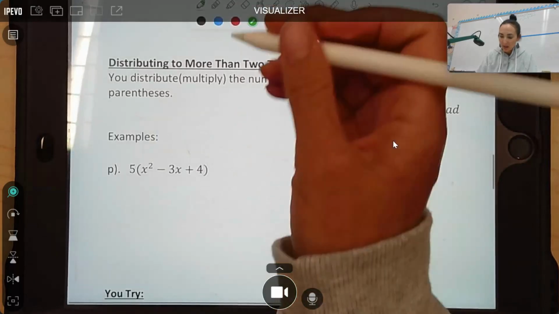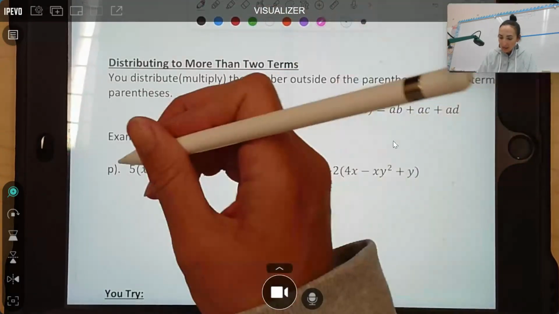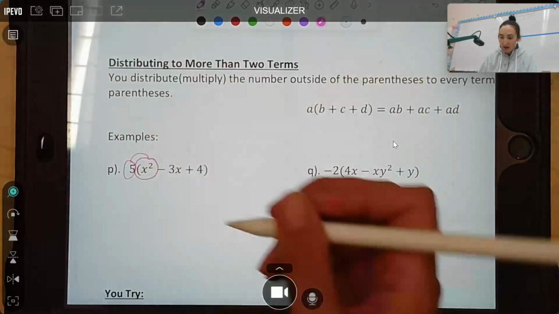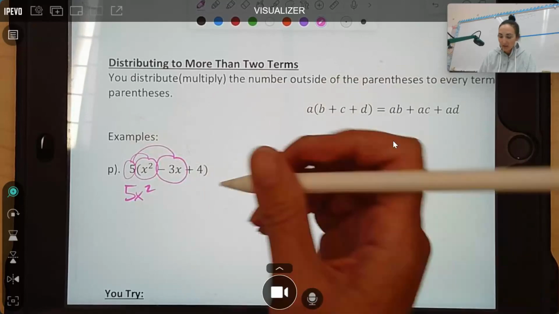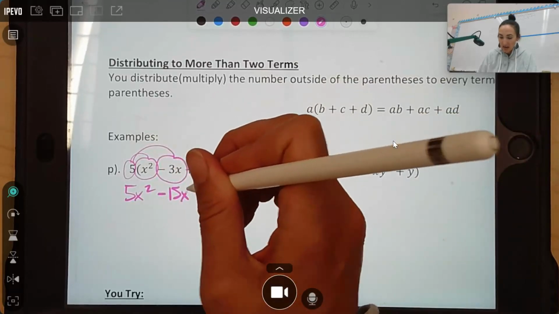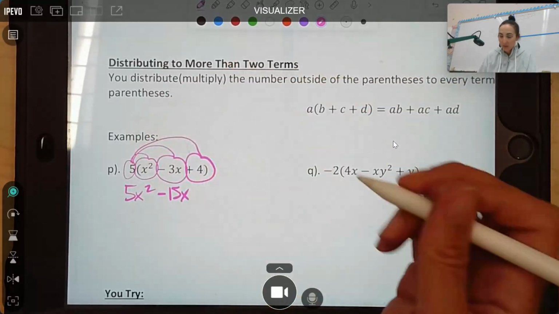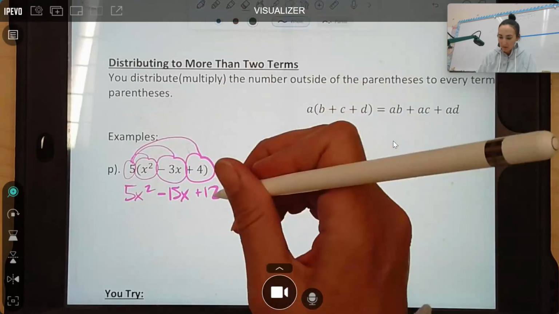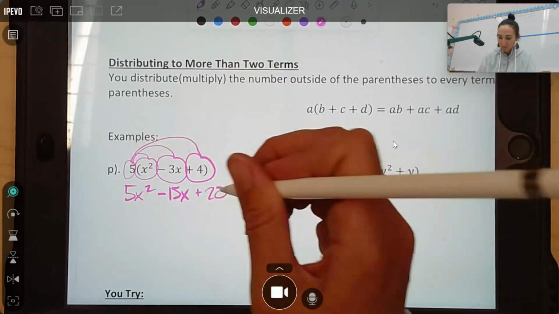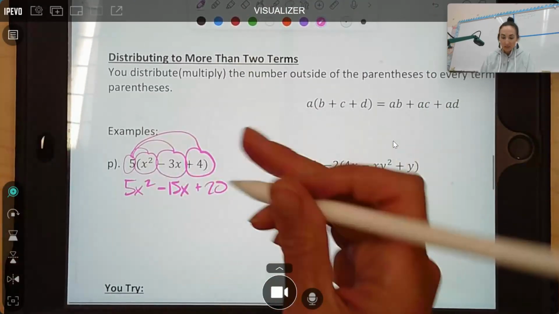So you just distribute to everything. And so I'm going to do 5 times the x squared, and I get 5x squared. I'm going to do the 5 times the negative 3x, and I get negative 15x. The 5 times the positive 4, not 12. 5 times 4 is 20. And then that's in simplest form.